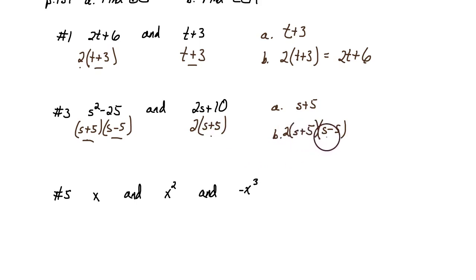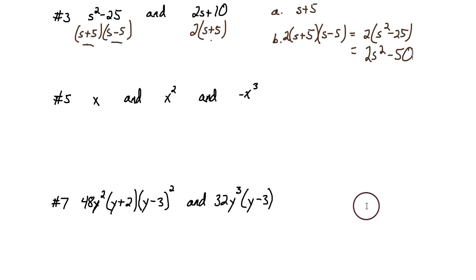Now we can multiply this back together to get this in standard form. Remember that S plus 5 times S minus 5 makes S squared minus 25. Then we can distribute the 2. We get 2S squared minus 50. That's our least common multiple. This first expression can be changed into that multiple by multiplying it by 2. The other expression can be changed into that multiple by multiplying it by S minus 5.